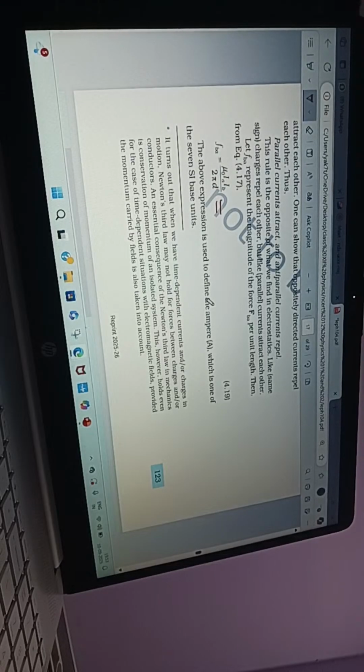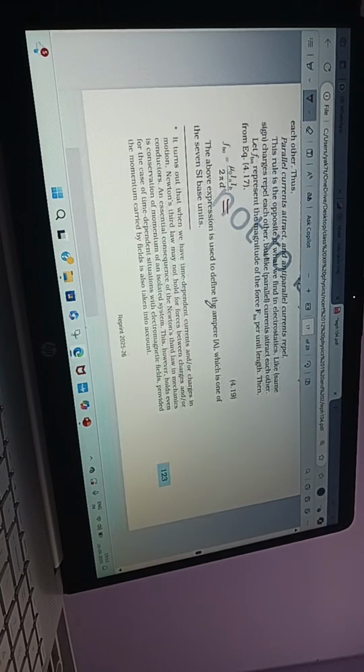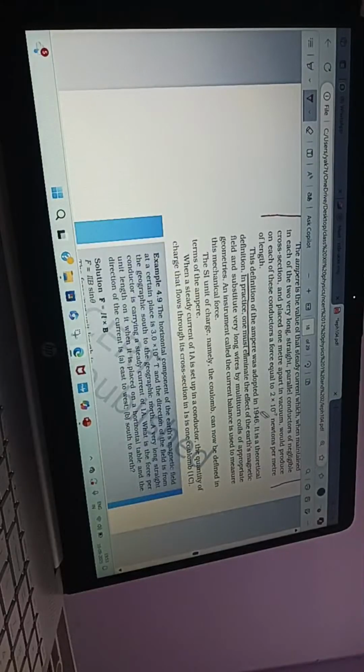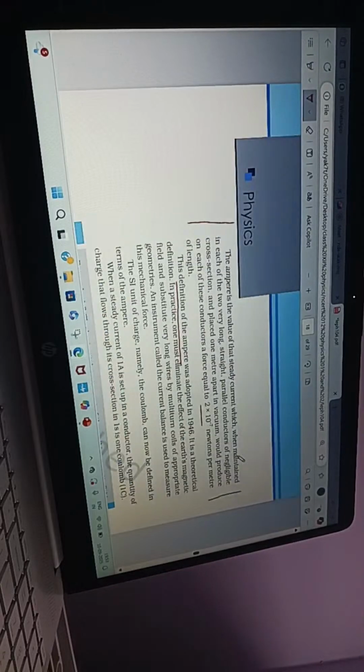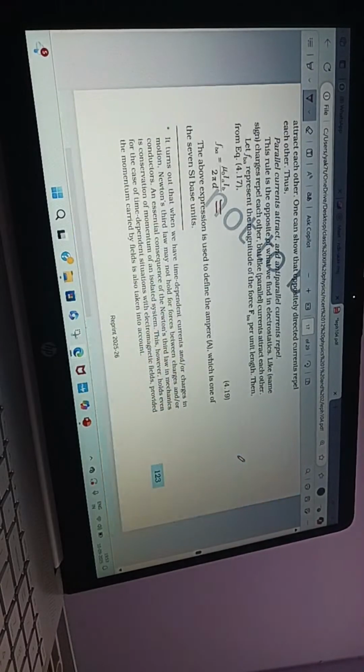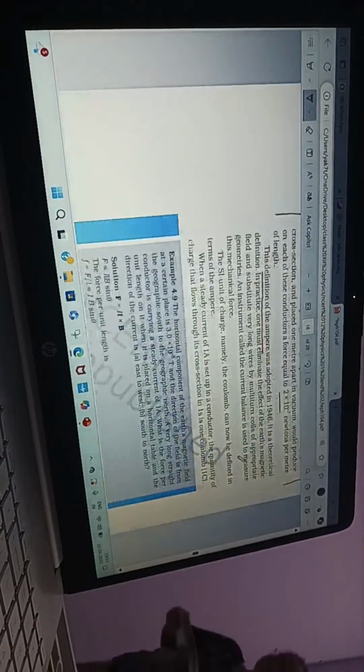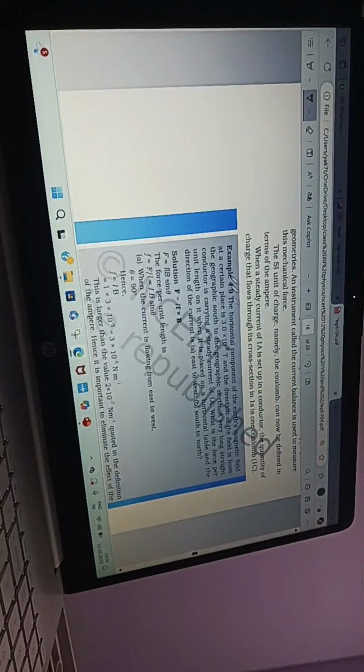Sir, how has this 2 into 10 to the power of minus 7 answer come? Sir, here the distance between them is 1, and then 2, and mu naught is equal to 4 pi into 10 to the power of minus 7. So 2 and 4 pi get cancelled, 2 is remaining. Very good. Go ahead. This one, you are doing well. Come on, 4.9 you do.